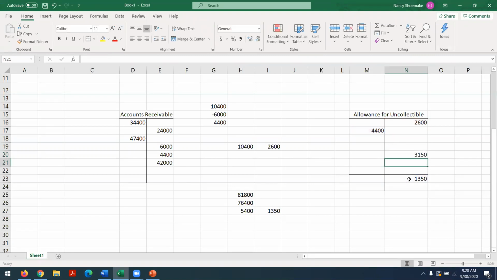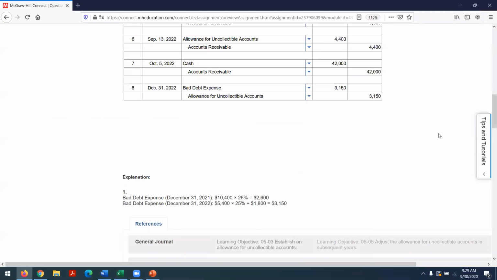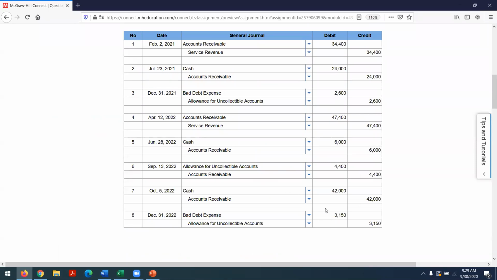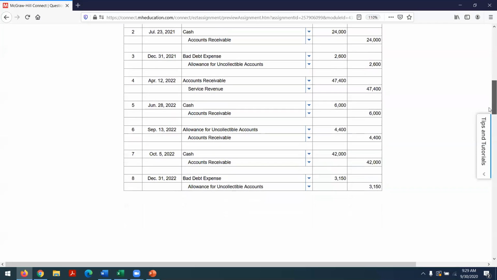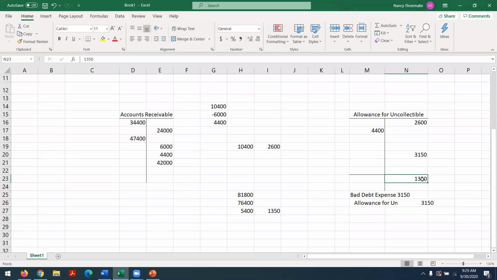So what we need to do to make this new number 1350 is prepare a journal entry of bad debt expense for $3,150, and credit our allowance for uncollectibles $3,150, for us to end up with $1,350 as our bottom number. So again, we debit our bad debt expense, $3,150. We credit our allowance for uncollectibles, $3,150, in order to end up with an allowance for uncollectibles here of $1,350.